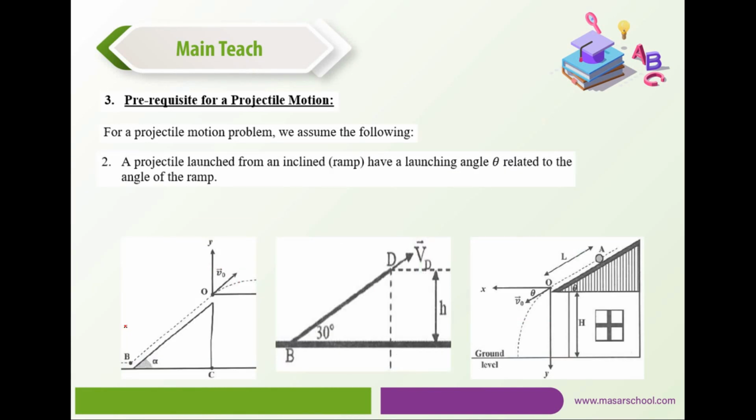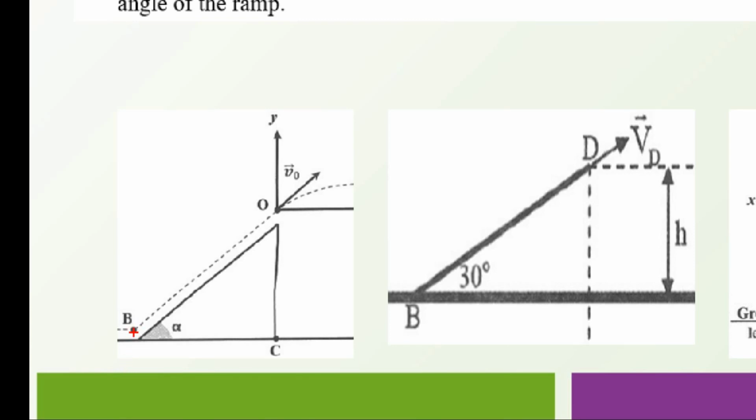Okay, now let's move on to idea 2. A projectile launched from an incline or a ramp has a launching angle theta related to the angle of the ramp. Let me explain that. Now here in the first figure, the object initially was at point B. It is given an initial speed and it will go up to point O. The speed at O would be different than the speed at B. But the thing is that after the point O, the motion of the object will be a projectile, and the initial velocity will be related to the velocity at the point O.